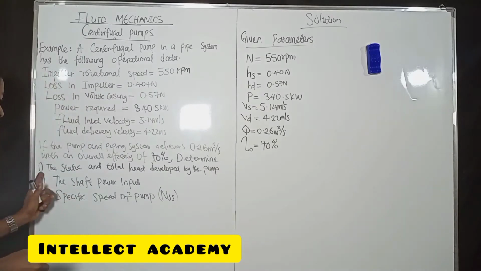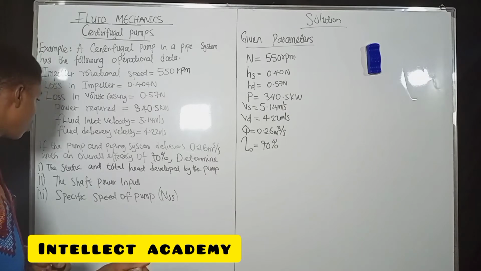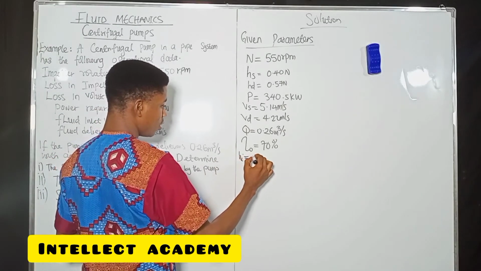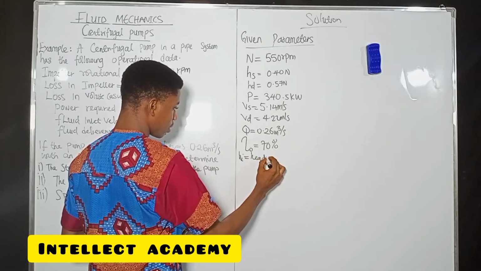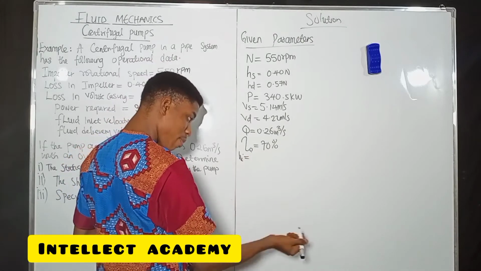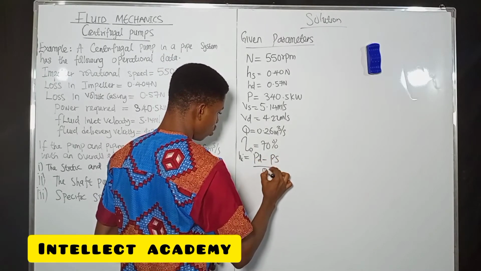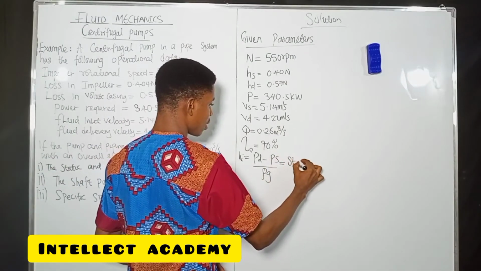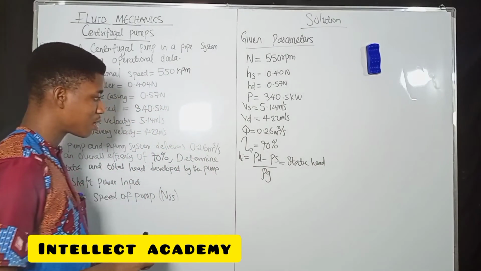Now we are to determine the static head. So take note, we're looking for the static head, H I. This static head is known as the rise of the head, which is given by the expression PD minus PS over rho G. Take note that anywhere you see this expression, you replace it with the static head.